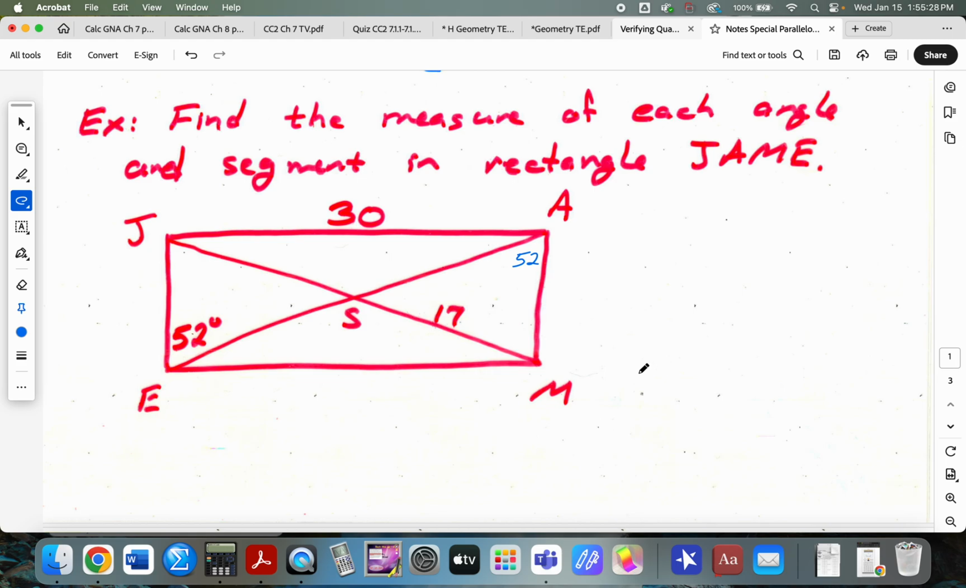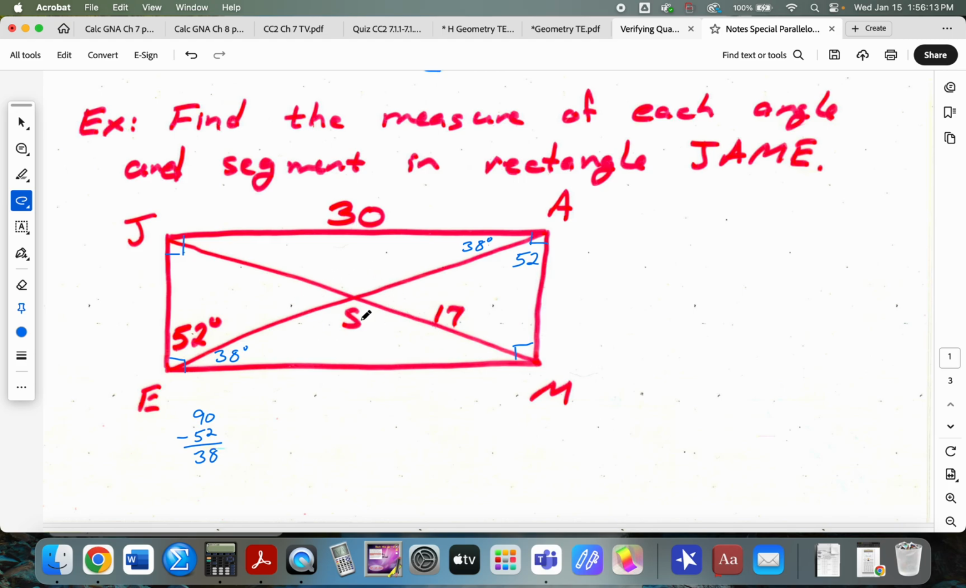And we know that at a rectangle, we have a right angle at each vertex. So each of these whole angles is 90. So if this angle is 52, we take 90 minus 52, and we get that this angle is 38 degrees. So then by alternate interior angles, this angle is also 38 degrees. And a lot of people get stuck right there. Okay, they're like, I don't know how to find those other angles.